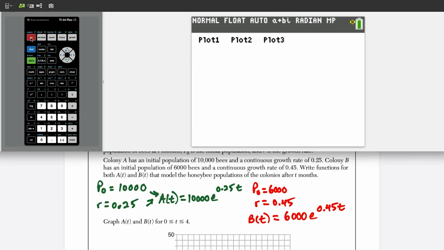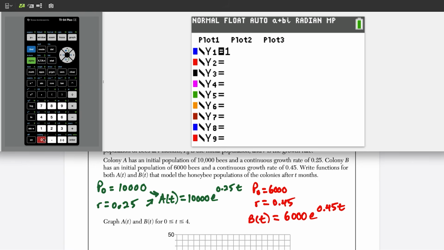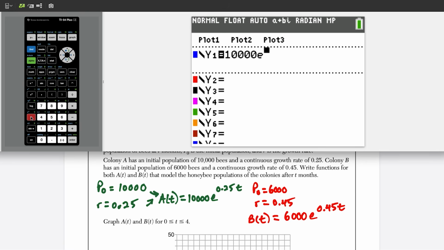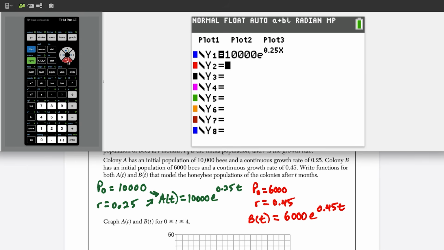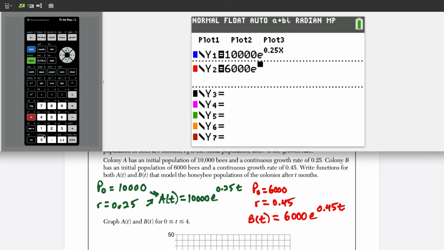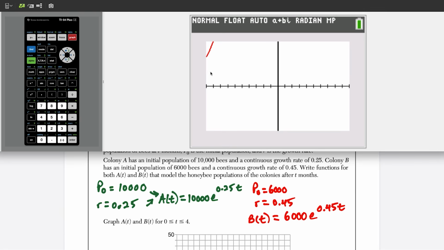And now from here, we could just type these 2 functions in the calculator. So we have 10,000, and then we have e, which is second natural log, and we're going up to the 0.25 times t power, but we'll use x. And then for B of t, we have 6,000, and then e is second natural log, and we go to the 0.45 times t. And then notice we press graph, we can't see anything.